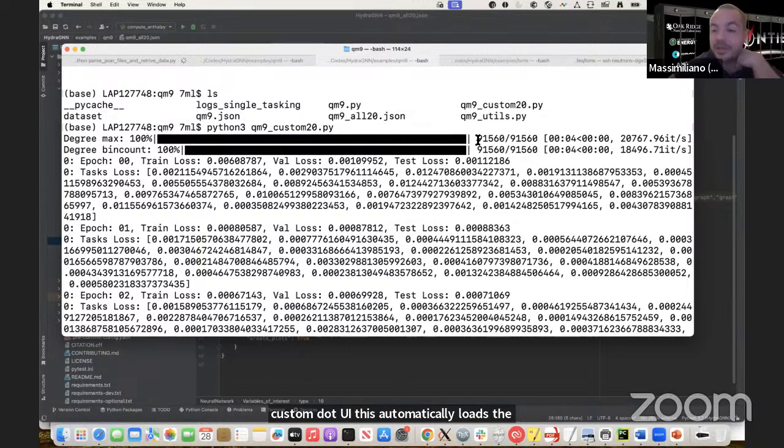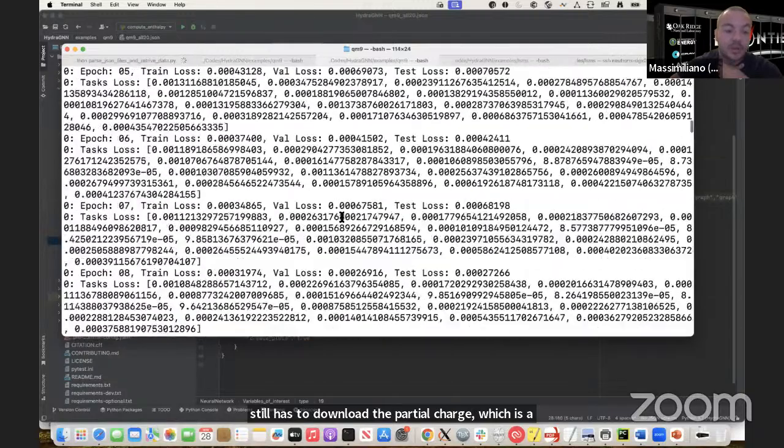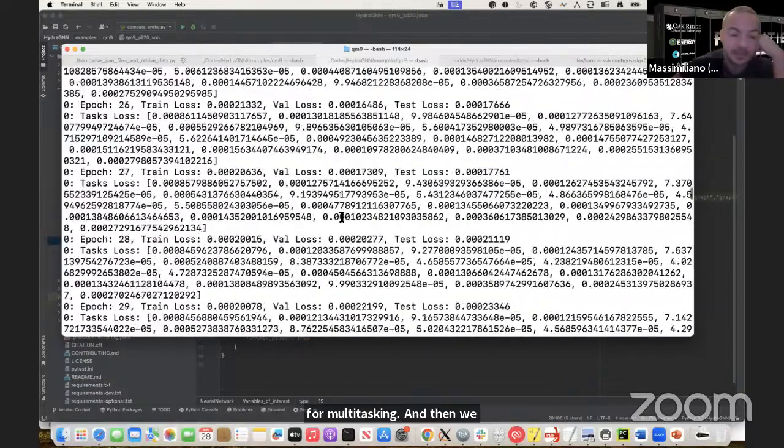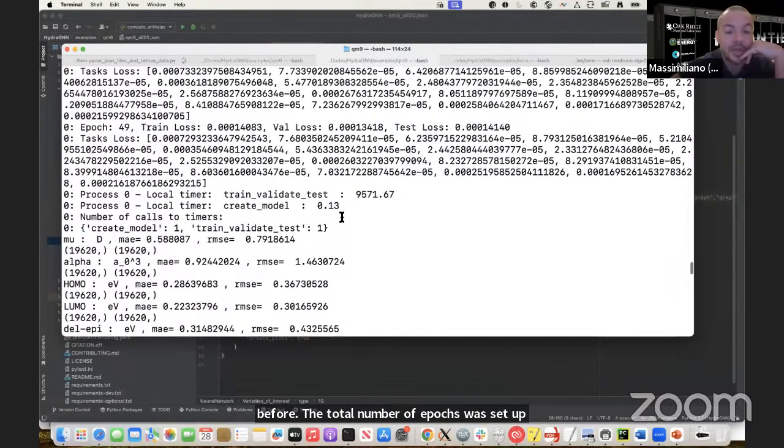If you ran the single task training earlier, the presence of the QM9 dataset is already identified, but the code still has to download the partial charge, which is specifically needed for multitasking. And then we kick off the training as before. The total number of epochs was set up to 50, actually, in this case.